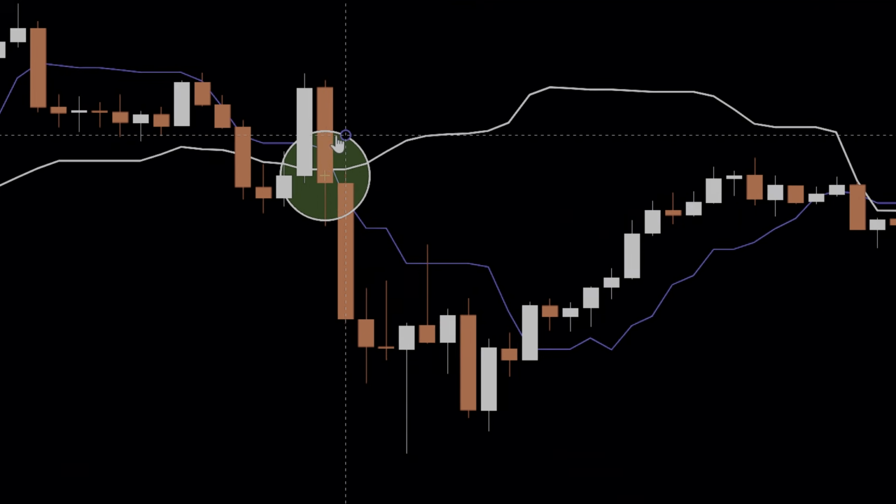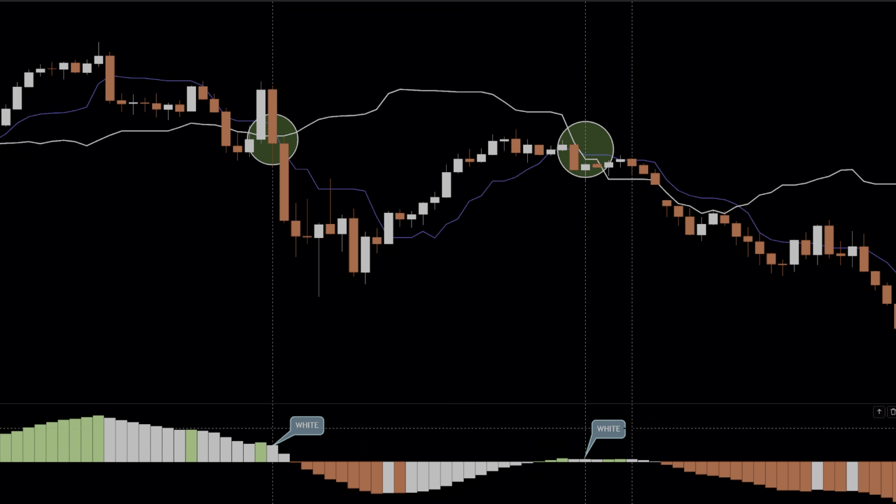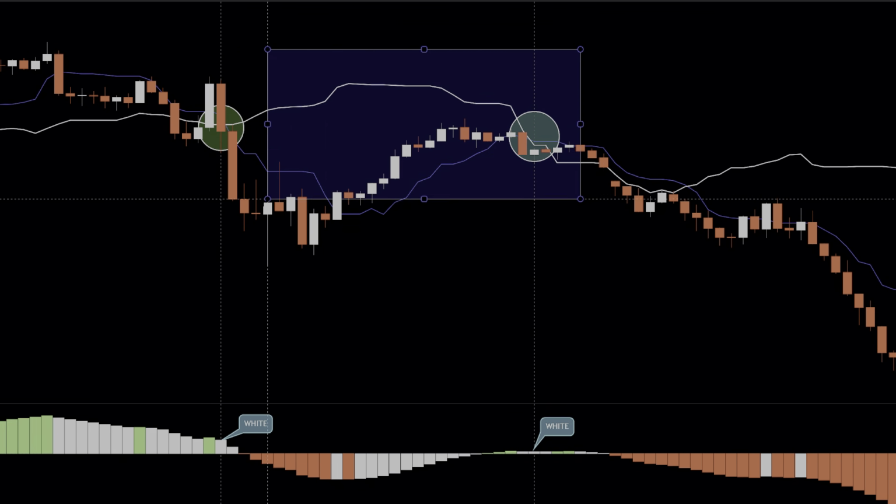Look at this sideways section. The Ichimoku lines keep crossing, but the histogram is mostly white or flipping fast. None of these get confirmed, so we don't take any trades. This is exactly why adding MACD is so effective and powerful.